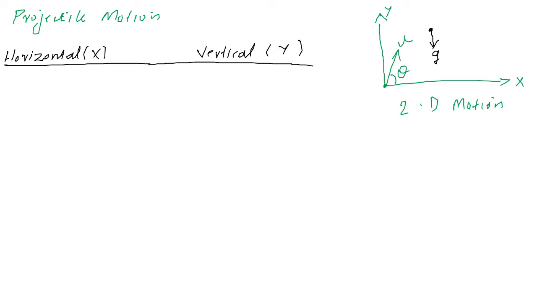So for horizontal motion, there is no acceleration, so I can write the differential equation as d square x by dt square, the acceleration in the x direction. dx by dt gives the velocity, d square x by dt square gives the acceleration, and our acceleration in the x direction is equal to 0. And for vertical motion, the acceleration is d square y by dt square, and that is equal to minus 9.8. So this is about the horizontal motion and this is about the vertical motion.